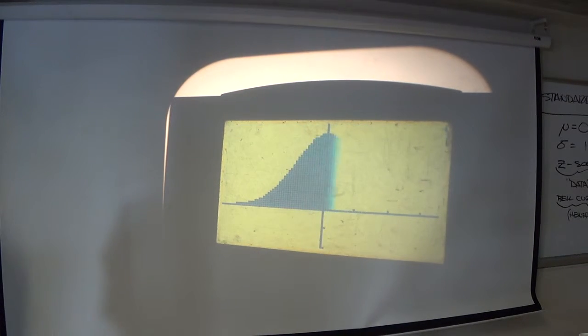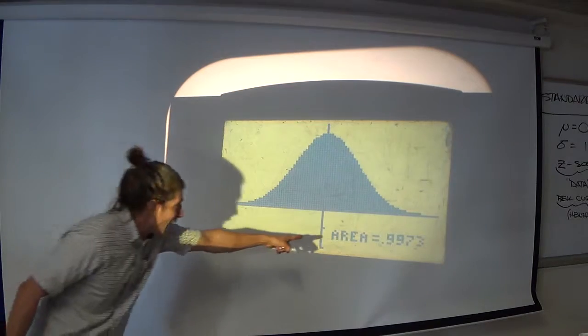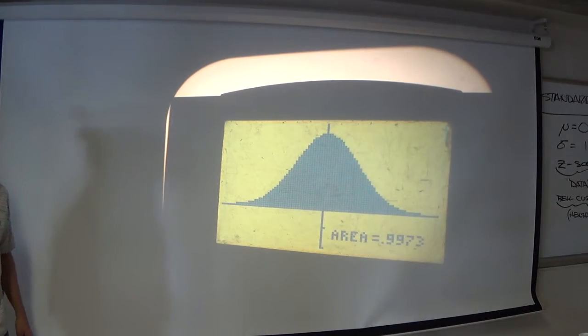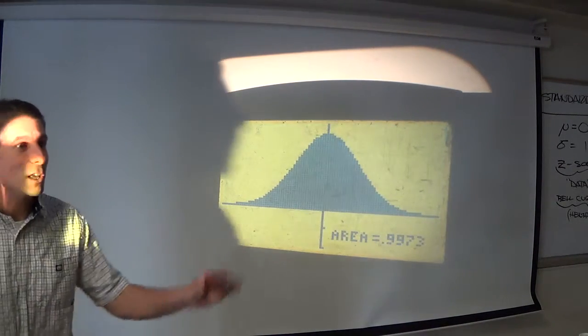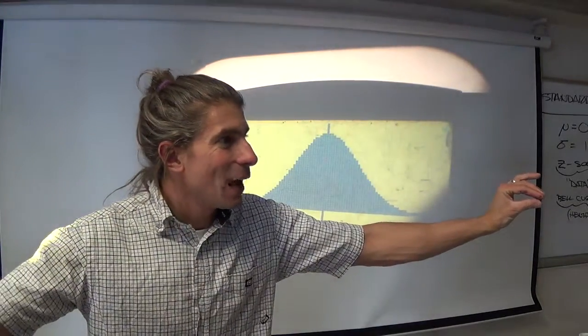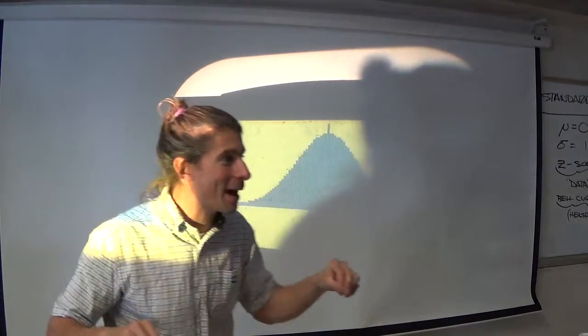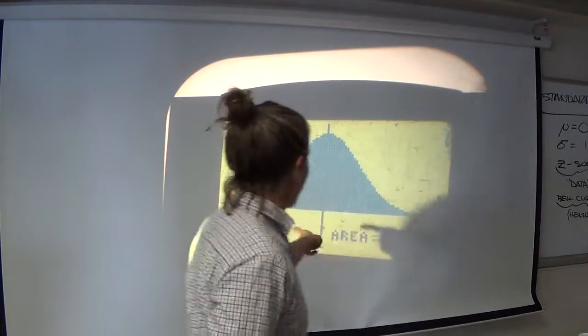Looks like the whole curve shaded, doesn't it? Yeah, why? Except it's not. Why is it not? Because the tails go off forever. It's because of the hashtag. There's extra. Hashtag because math. The tails don't touch at negative 3 and 3.